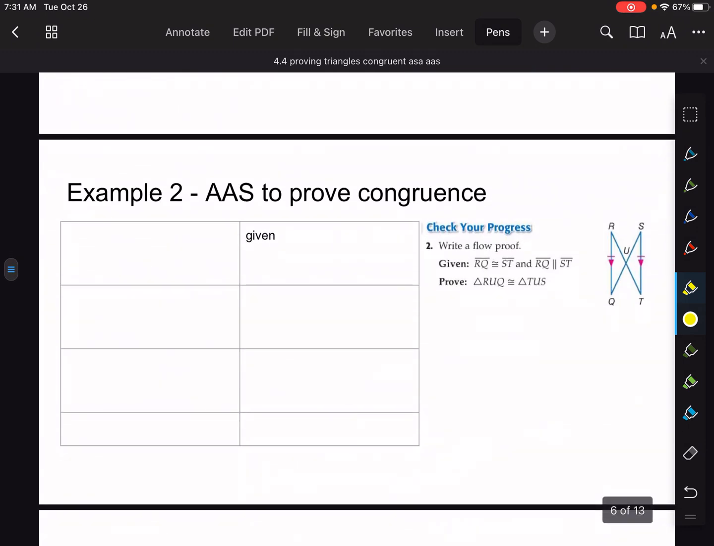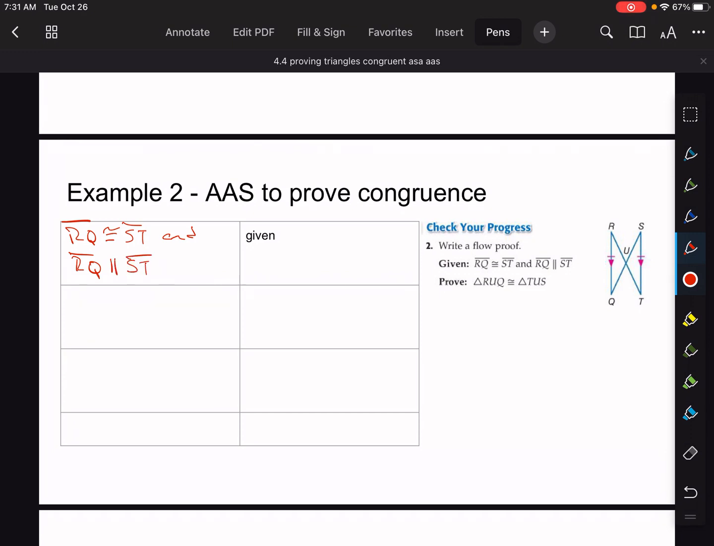So here we're going to use AAS to prove congruence. All right, and it says to write a flow proof. We're just going to write a 2-column proof, which I gave you in your notes. Okay, so let's do this. The given piece is that side RQ is congruent to side ST. And they also told us that RQ is parallel to ST.